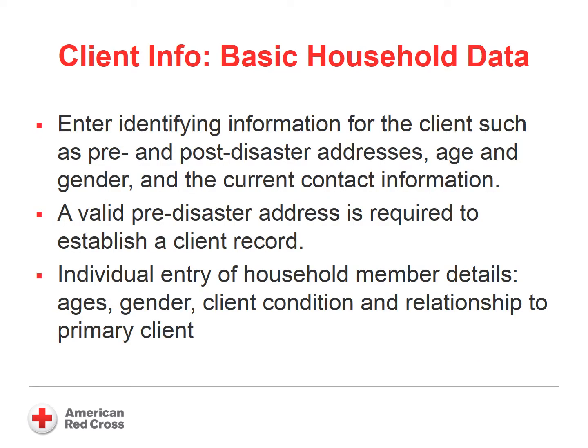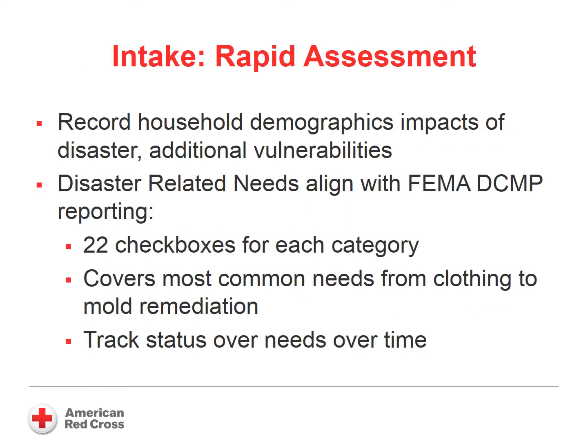Basic information about the client intake process is entered in the system in the Client Info tab to record household data such as number of members, pre- and post-disaster address, family members living in the household, and any other pertinent information. The Intake tab records the household demographics collected by the caseworker, especially how the client was impacted by the disaster. Disaster needs are formatted to comply with FEMA and DCMP reporting, covering most common client needs, and helps the agency to track needs over time.